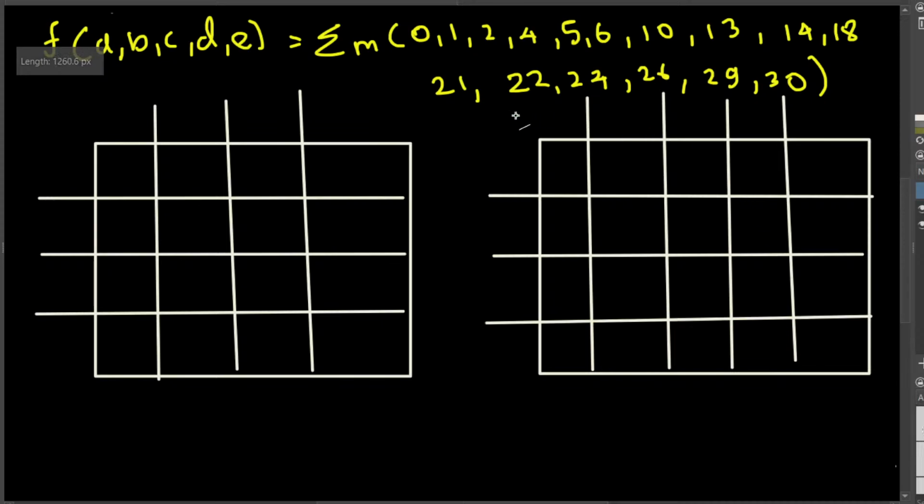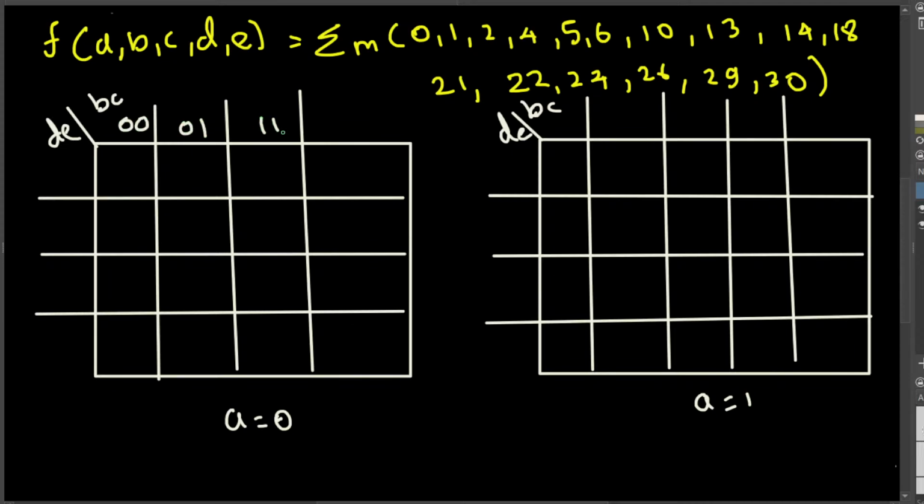Okay, now I have created two 4 input K-maps. Here what we do is we label this one BC, DE, and this one BC, DE. This one is when a is equal to 0, and this one is when a is equal to 1, and the labels are going to be 00, 01, 11, 10 and so on.